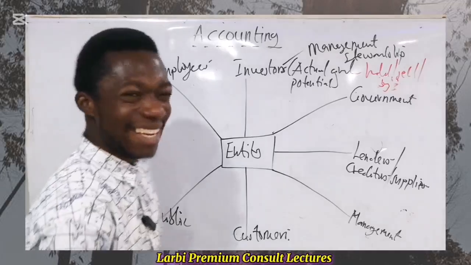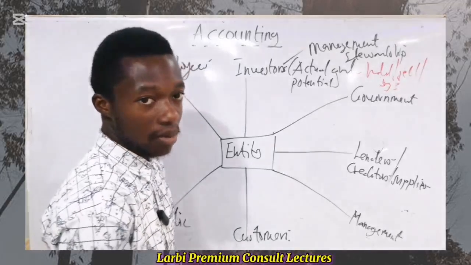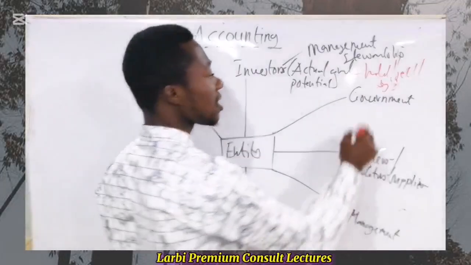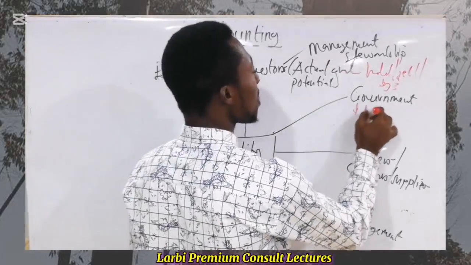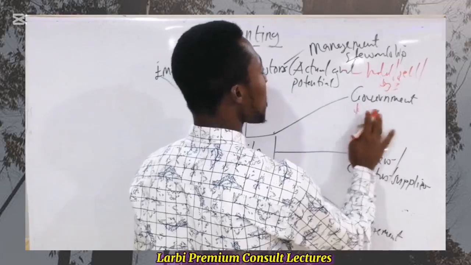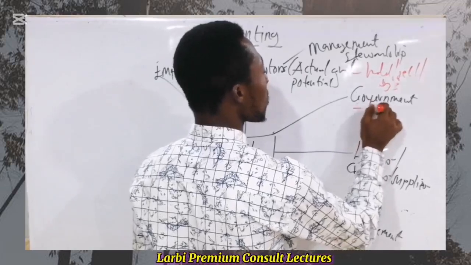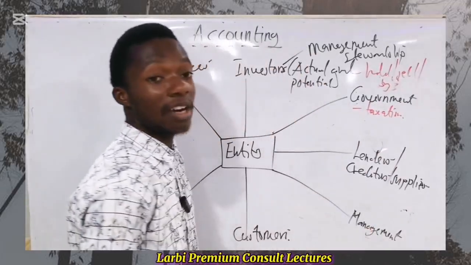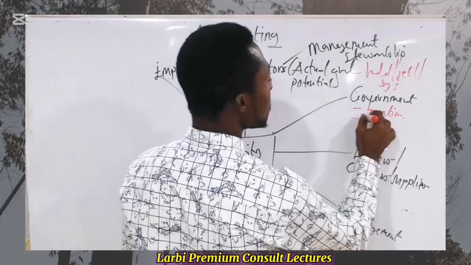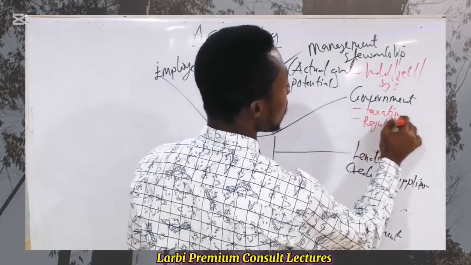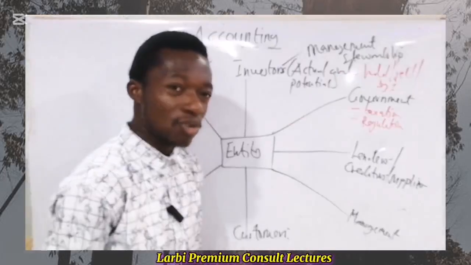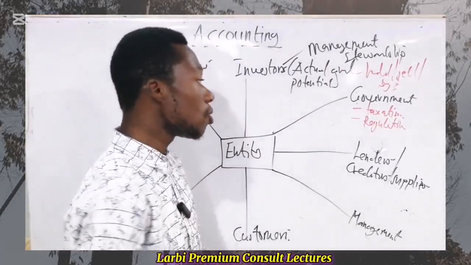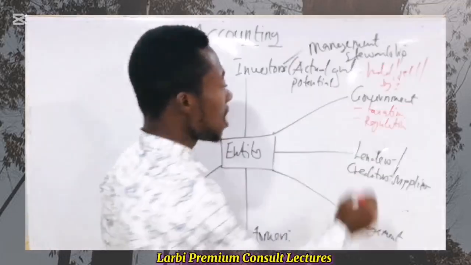Government is also an external user. Government is an external user of accounting information. Government needs the financial information in order to assess tax. So one, taxation. Taxation is key when it comes to what government needs. Two, in order to regulate the business. Regulation. Whether they are doing proper business within the country or not, in the location they find themselves. So taxation, regulation purposes, and compliance.